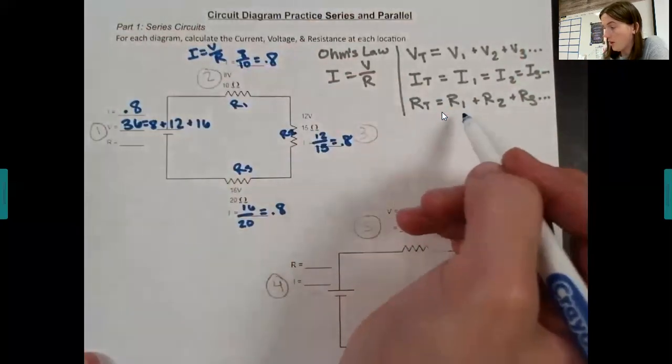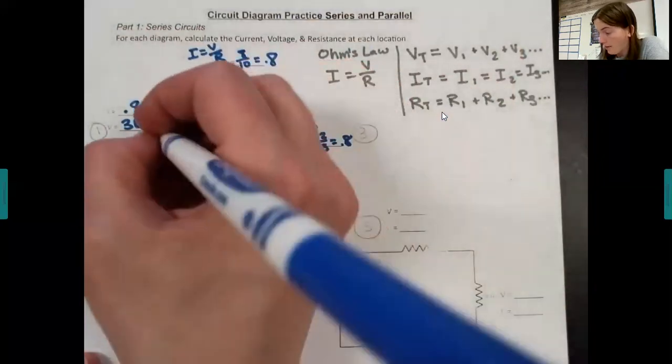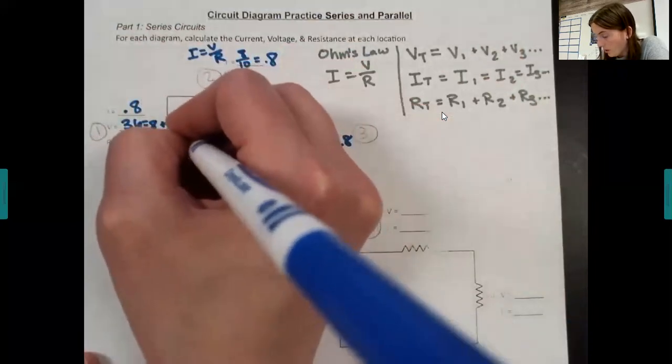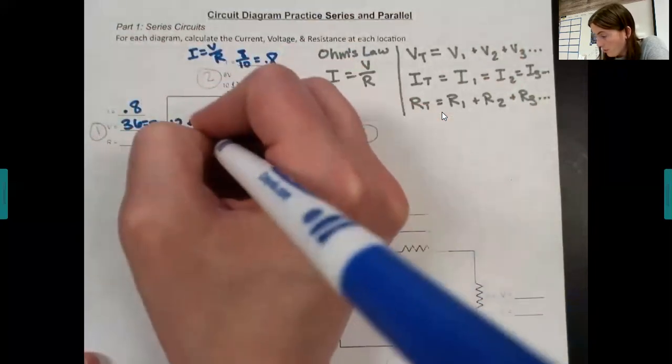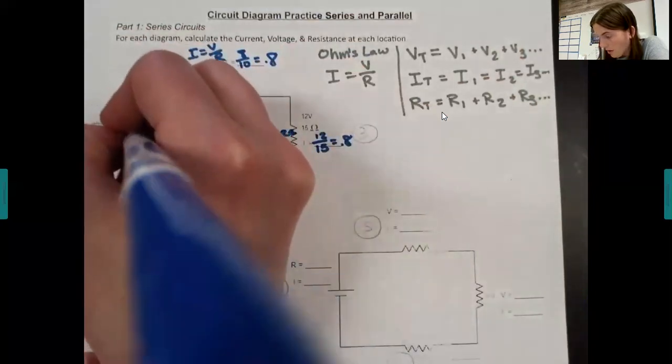And the resistance is also the total of all the resistors. So here we have 10 plus 15, so 25, plus 20. So that total should be 45.